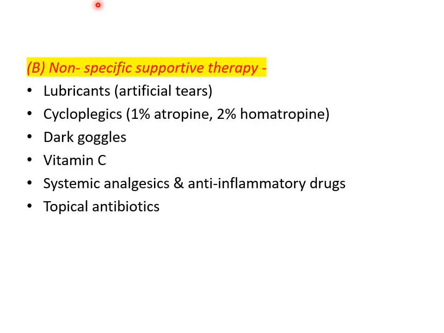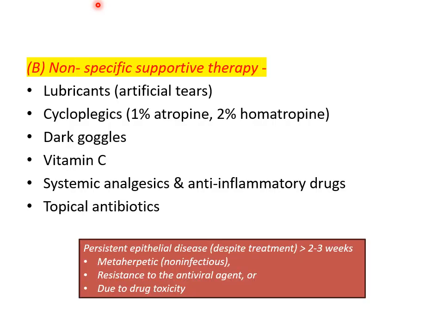Non-specific supportive therapy consists of artificial tears, cycloplegia to reduce the pain, dark goggles again to reduce the pain and prevent photophobia, vitamin C for healing, systemic analgesics and anti-inflammatory drugs, rarely needed in epithelial keratitis, and topical antibiotics if there is a superadded bacterial infection.